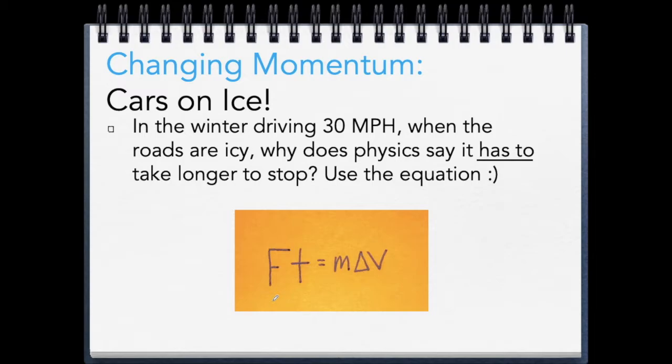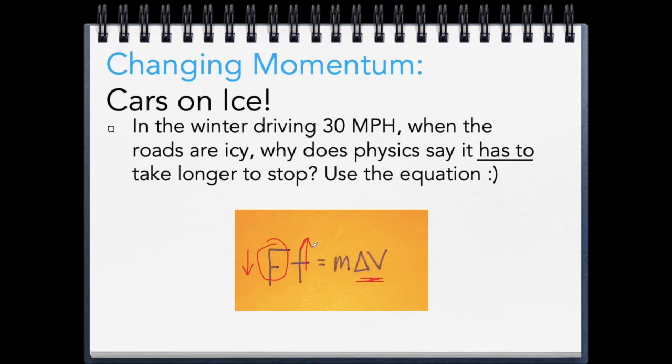All right, another example, cars on ice. In the winter, when you're driving 30 miles per hour and the roads are icy, for example, why does physics say it has to take longer to stop? Well, in the wintertime, your stopping force that would usually come from your tires and the friction on the road is now from your tires on the ice. So this stopping force, if it's from friction, is going to be really, really small. Which means in order to change the velocity of your car, it's got to take you more time. So the stopping time has to go up.